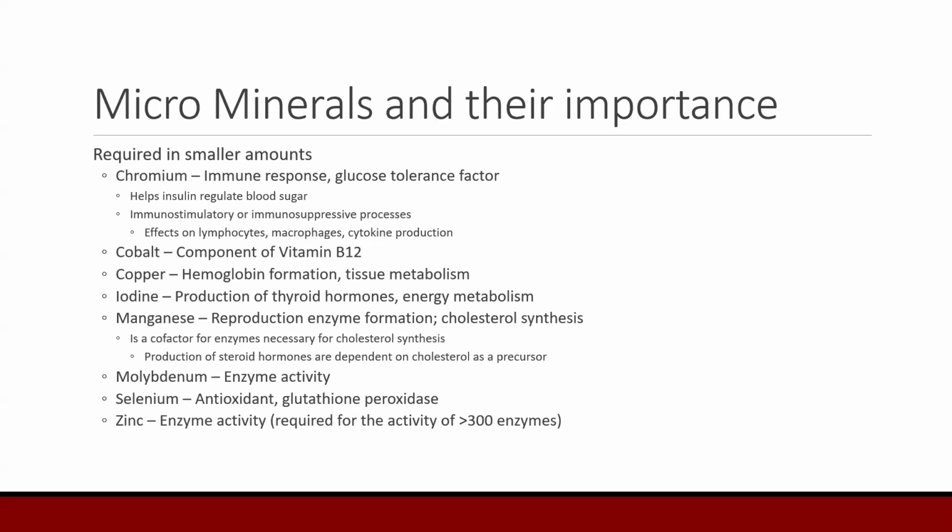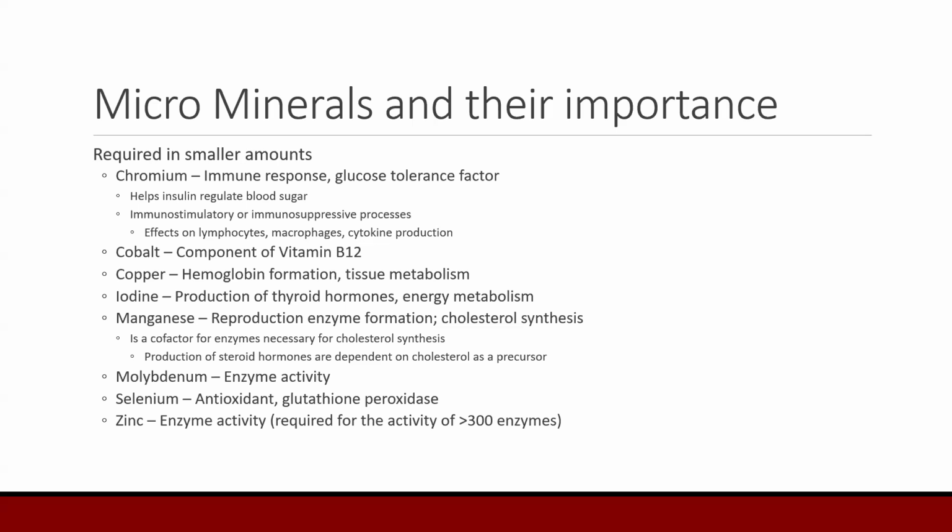These would include chromium, which is important for immune response and glucose tolerance factors. Chromium helps insulin regulate blood sugar. It's involved in immunostimulatory and immunosuppressive processes. Chromium is important for lymphocytes, macrophages, and cytokine production, so it's very important for the innate immune response. Cobalt is a component of vitamin B12. Copper is important for hemoglobin formation and tissue metabolism. Iodine is obviously important for thyroid hormones, energy metabolism, and heat regulation.